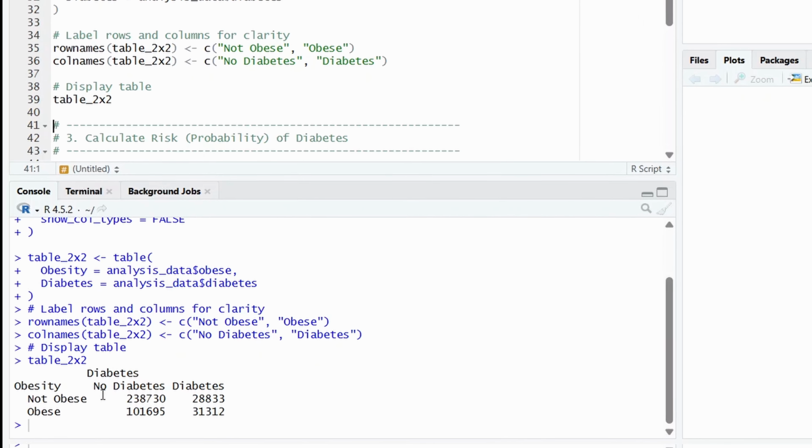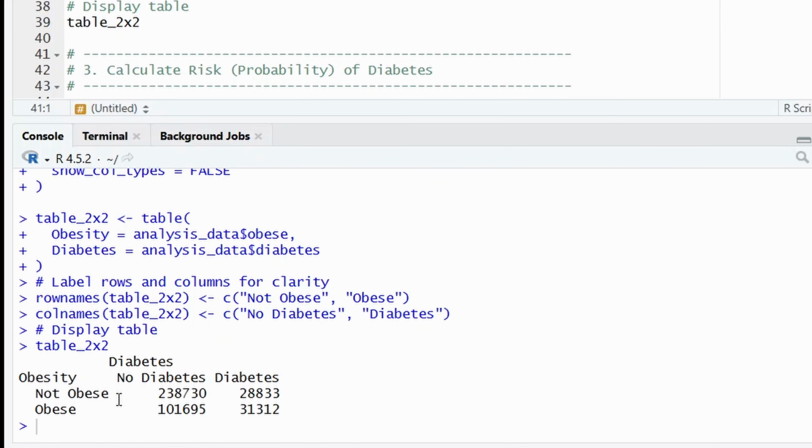Here we're looking at a classic 2x2 contingency table built from our dataset. This table divides adults into two groups, not obese and obese, and then shows whether they have no diabetes or if they do have diabetes. Let's walk through what these numbers tell us. Among adults who are not obese, 238,730 do not have diabetes, while 28,833 do have diabetes.